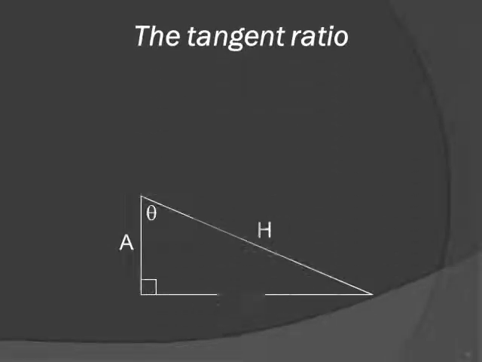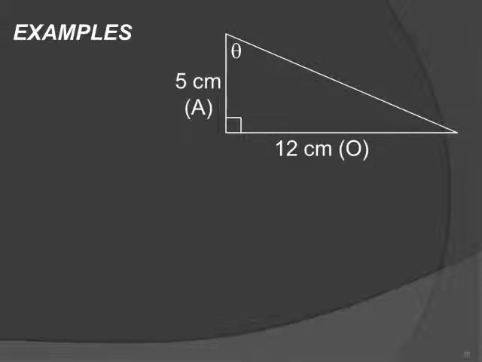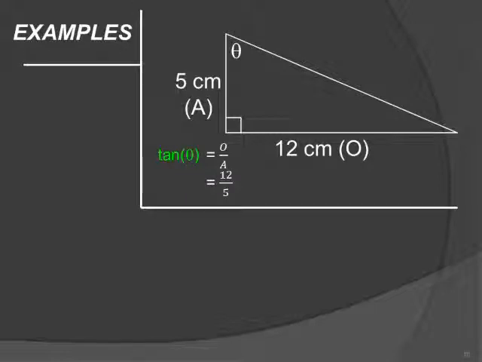Tangent ratio. Here's our triangle. Tan of the angle is defined as the ratio of the opposite over the adjacent. So let's look at some examples. Here's our triangle. Our opposite is 12 centimetres. Our adjacent is 5 centimetres. So tan of the angle is opposite over adjacent, which is 12 over 5. And you can make that into a decimal as 2.4, but whatever you want.